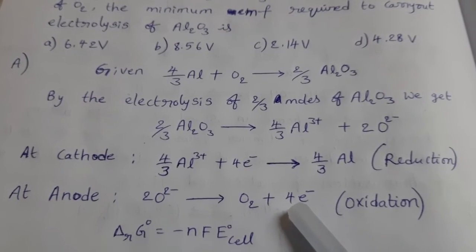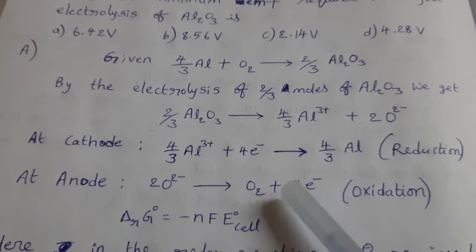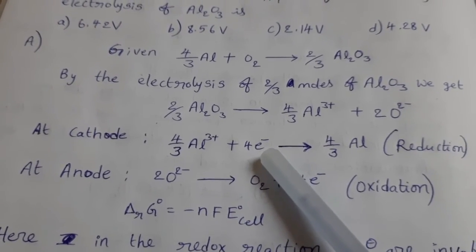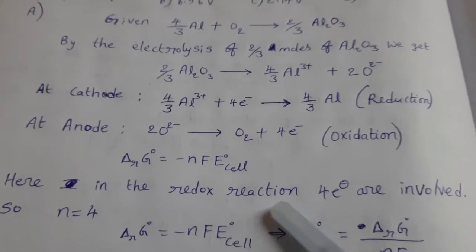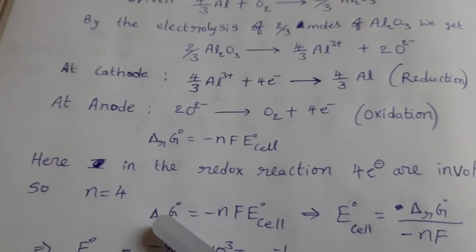In both the reactions, the number of electrons involved is the same, that is 4 electrons. Here 4 electrons are released. The same 4 electrons are involved in the reduction process. So here in the redox reaction, 4 electrons are involved. So n equals 4.